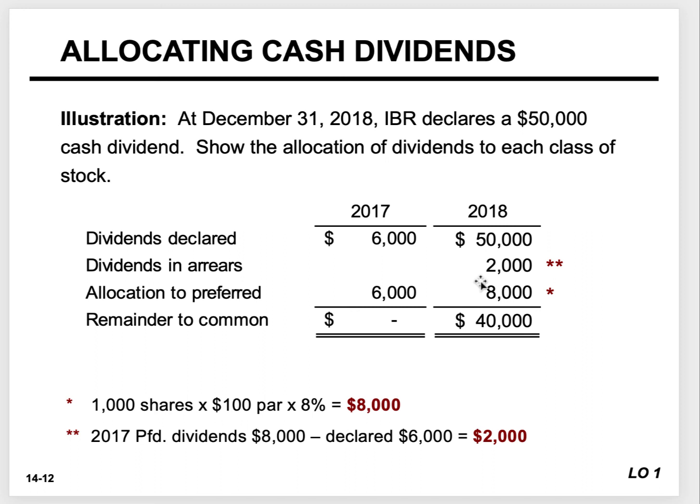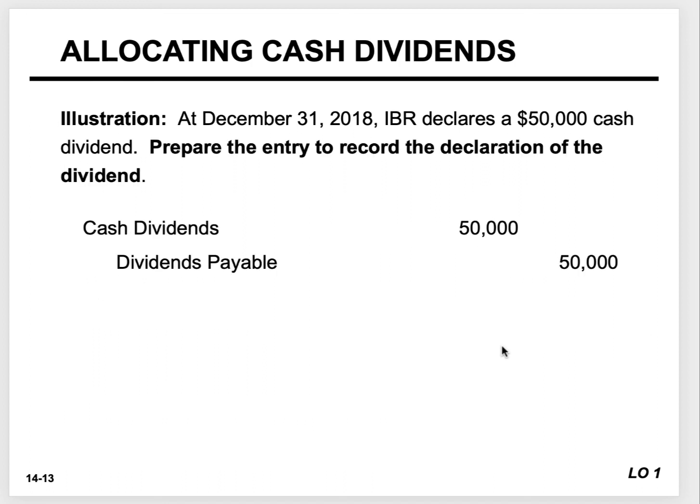So how much is left to disperse to all the common shareholders? Well, we take the dividend that we declared of $50,000 in 2018. We include any dividends in arrears that we must pay them, and we include this year's dividend. That totals up to $10,000. Okay? That means that we have $40,000 left to distribute to our common shareholders. Okay? So what are the journal entries now?